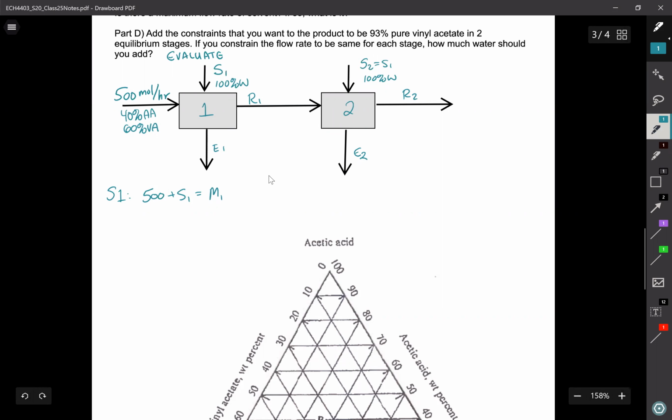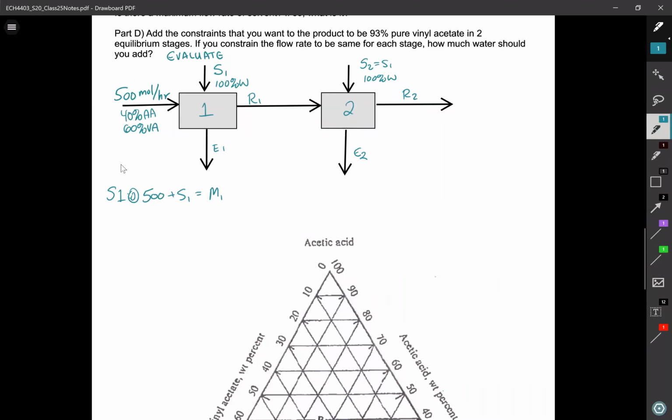If I try and go through and work forwards like I have been, the first step is to find the mixing point of the first stage. So my overall balance looks like 500 plus S1 is equal to M1. So this is 2 unknowns with 1 equation, which isn't a problem. Well, it's a problem, but I need more equations to solve for it.